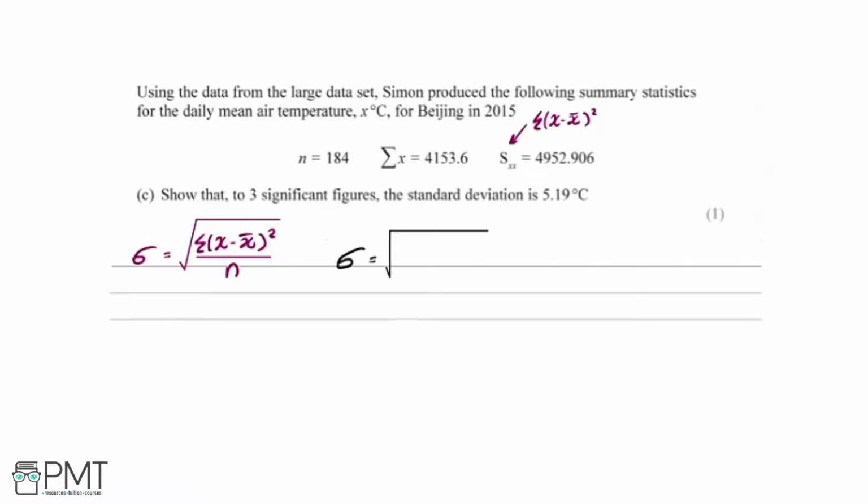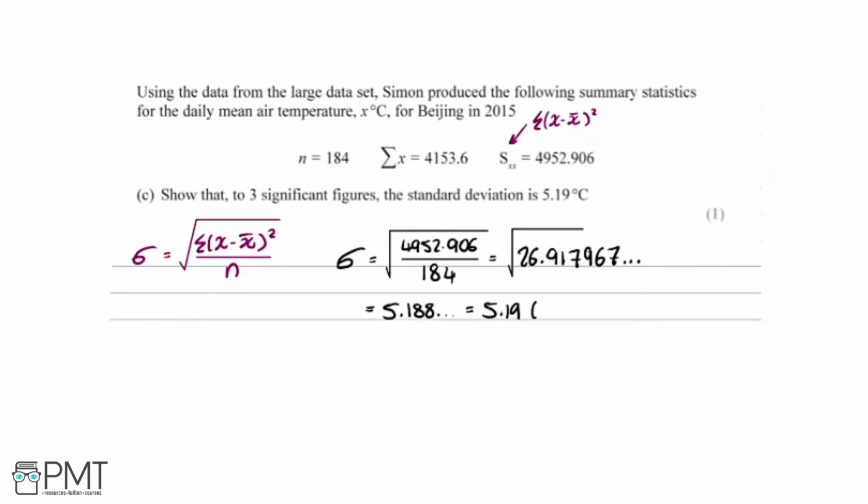And referring to the formula here, we're going to have this number all over n, which is 184, which equals 26.917967..., which equals 5.188..., which then equals the 5.19 we wanted to show to 3 significant figures. And we get 1 mark for showing how we implemented the formula for standard deviation to get down to 5.19.